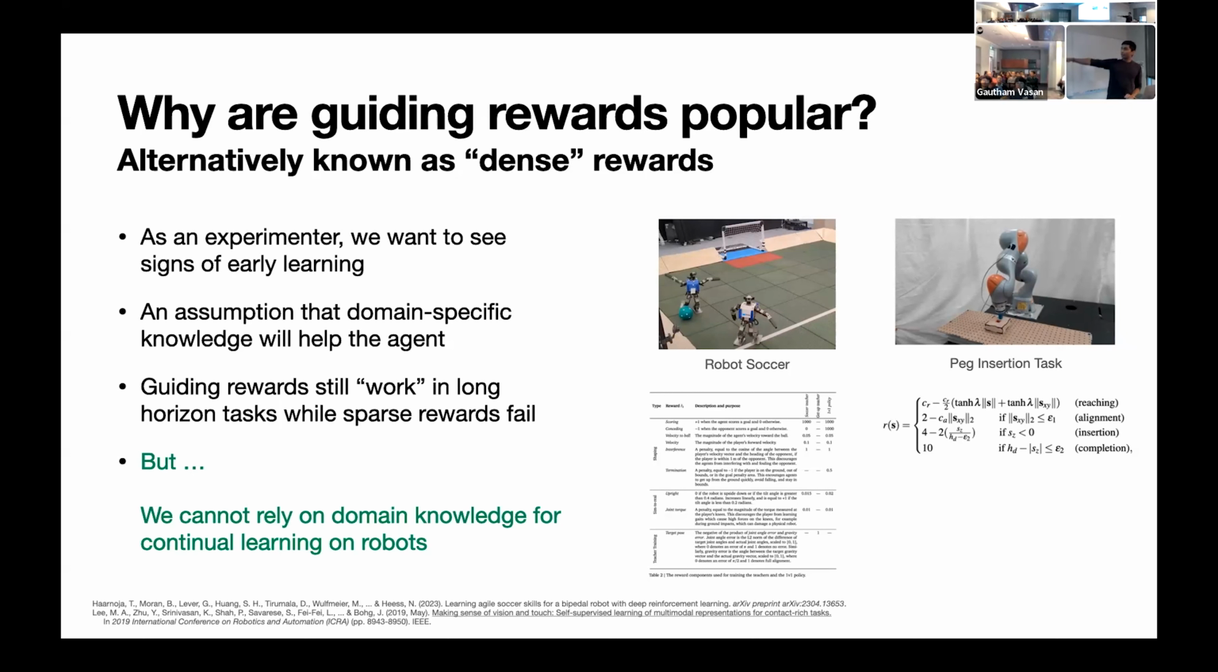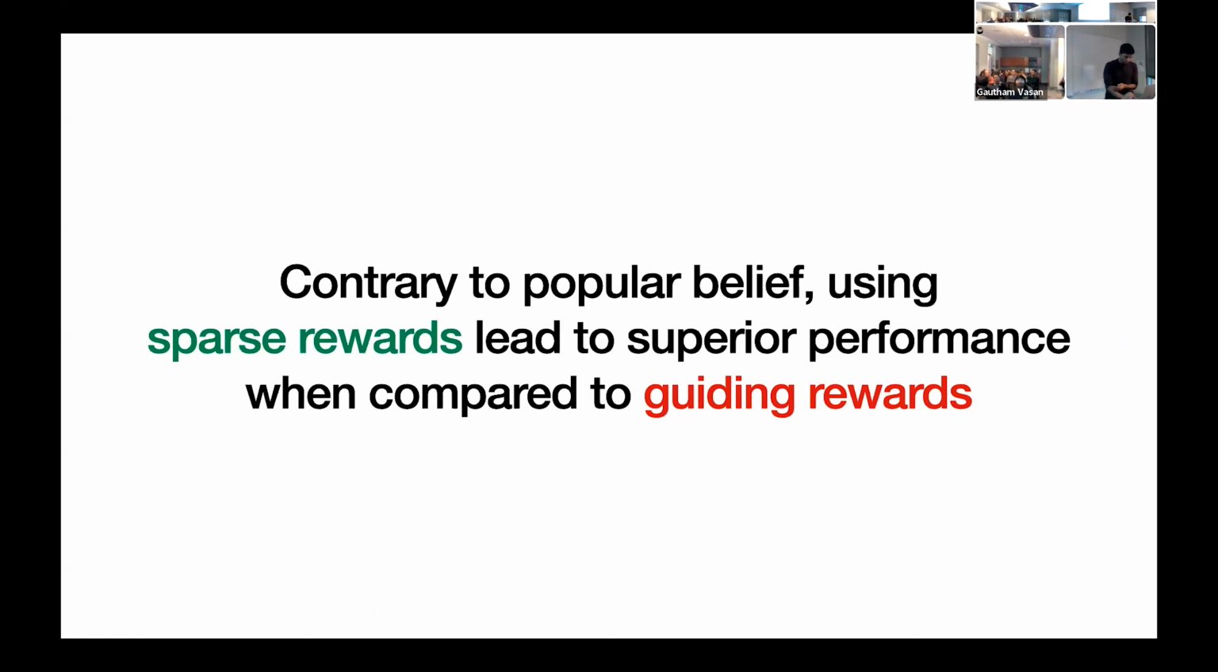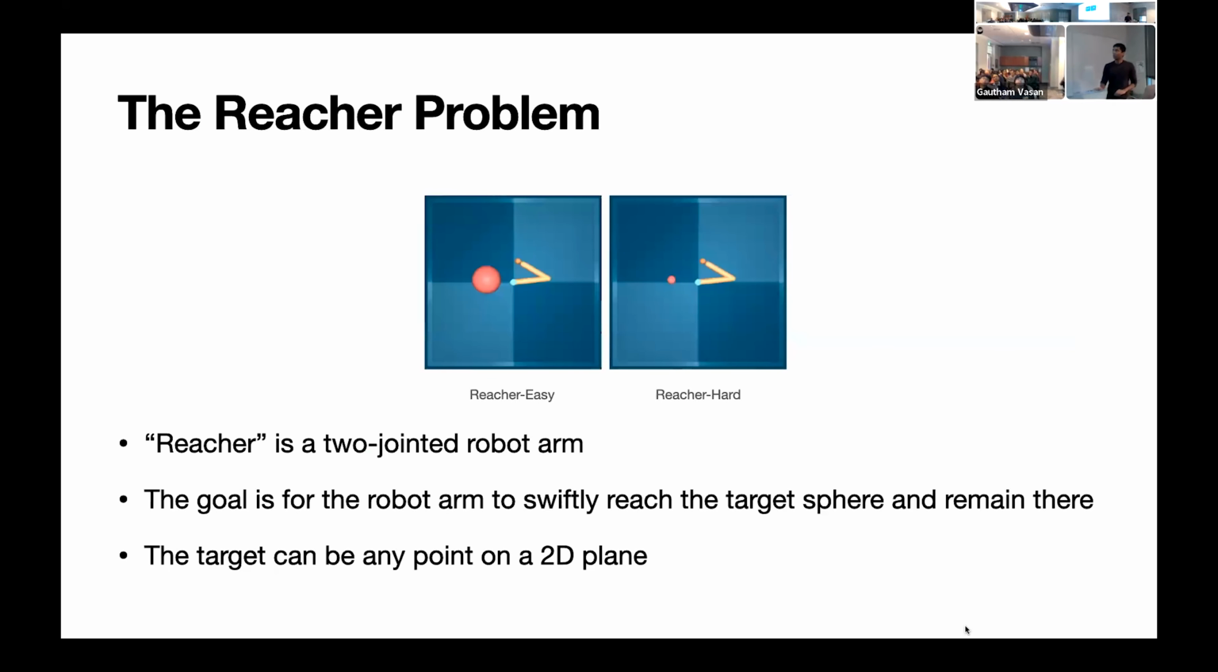So the point here is this domain-specific knowledge. It's nice to get this working, but if you're talking about a robot which just keeps learning throughout its lifetime, we cannot rely on this anymore. I'm also going to make another point, to make the case for sparse rewards. Contrary to popular belief, we are going to show that sparse rewards lead to superior performance when compared to guiding rewards. So let's start with the reacher problem.